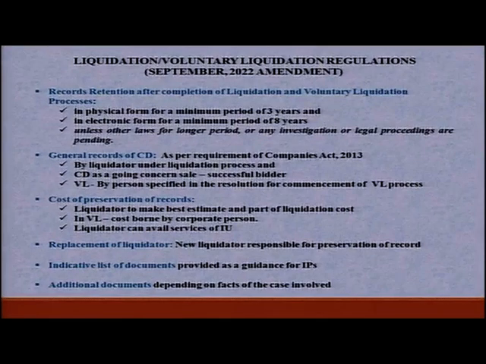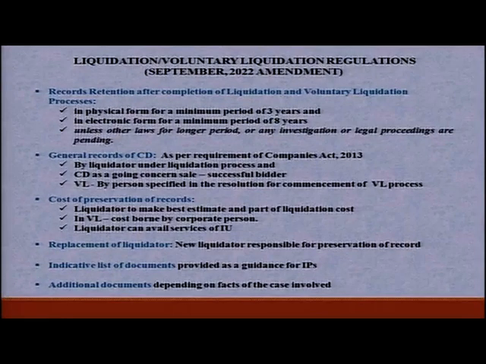In case of replacement of the liquidator, the new liquidator shall preserve all the records of the CD. Now, an indicative list of the records has been provided for the guidance of the liquidator; however, there can be additional documents depending upon the facts of the case. So these were the amendments made in the CRP regulations, liquidation, IU, and IP regulations.